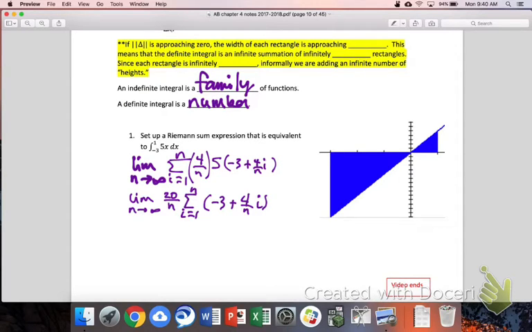And here's where we're going to apply some sigma operations, right? So it's sigma of negative 3 plus sigma of 4 over n times i. If we wanted to, we could look at it like this: limit as n goes to infinity of 20 over n, and then sigma of negative 3 plus sigma of 4 over n i.